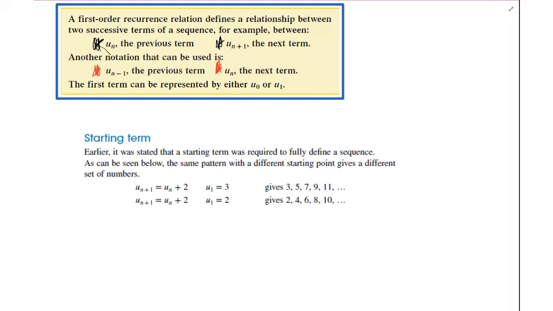It's either a previous term or a next term. That's what you've got to keep in mind. Notice this one here and this one here. That helps you work out whether UN is previous or next.